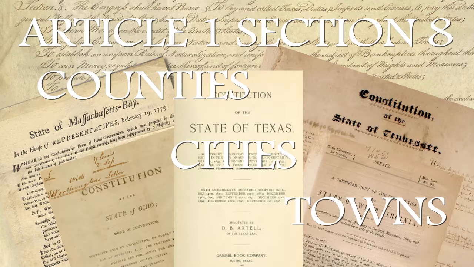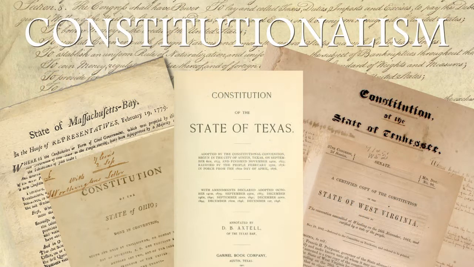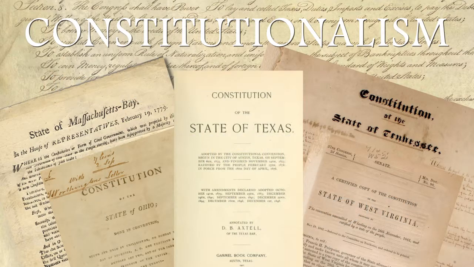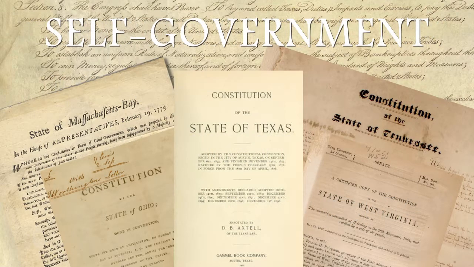It keeps the whole system balanced. This is constitutionalism, dispersed power which includes local, state, and the national government, and they're all bound by written constitutions. That's what the founders called self-government.